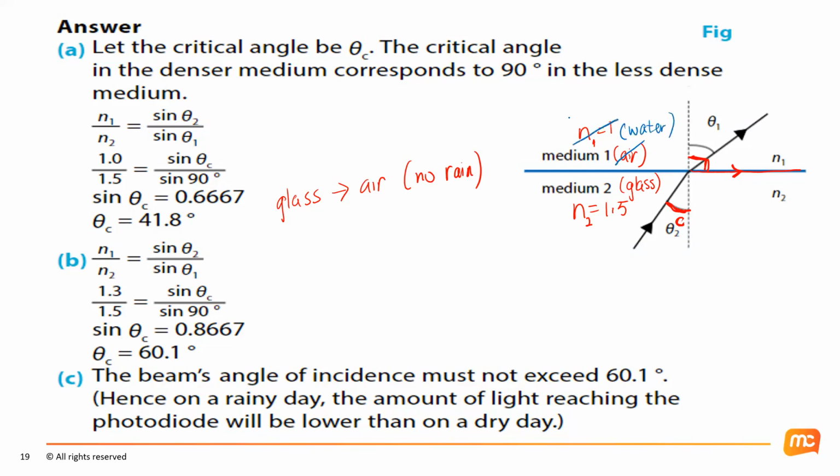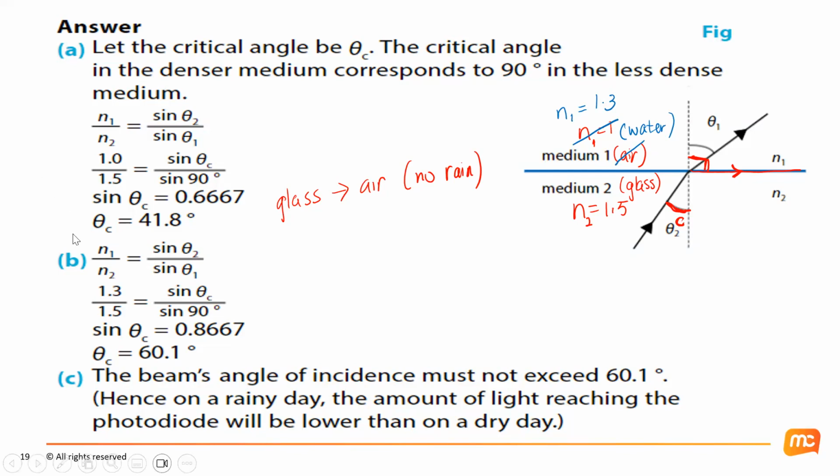And then my water refractive index is 1.3. It's no longer 1 because I changed my medium 1. Instead of air, it becomes water. That's what's stated in the question. Again, I want to find the critical angle now.